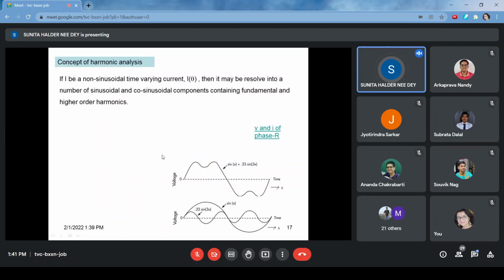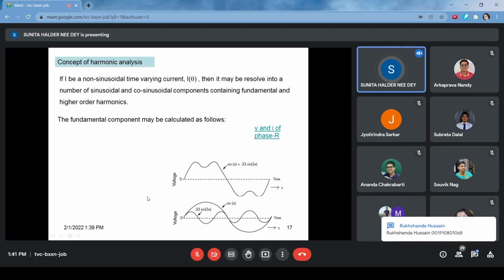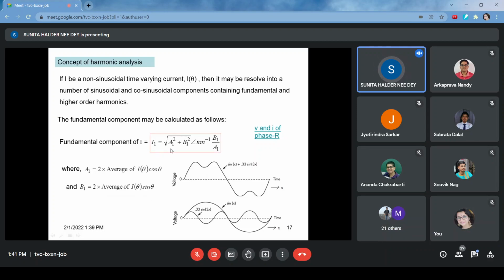So that we can do using harmonic analysis. Here I am calculating only the fundamental component because we are interested in fundamental power. Similarly, the harmonic components may also be calculated, and we can calculate the harmonic issues and the THDs, but here I am not interested in that, so I am not calculating. So the fundamental component is root over a1 square plus b1 square into tan inverse b1 by a1.